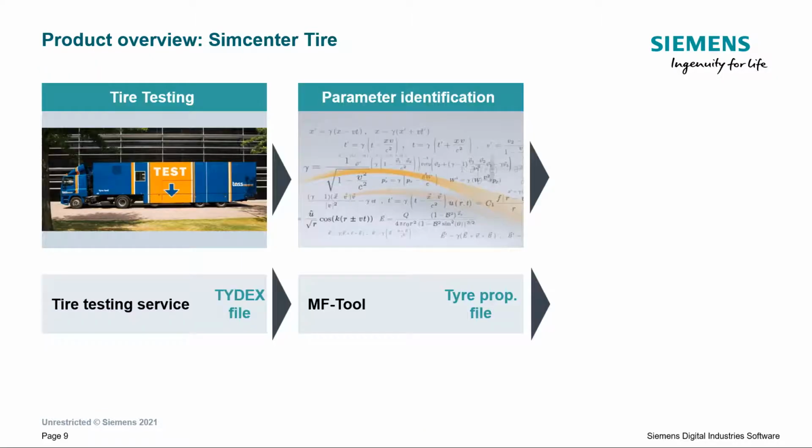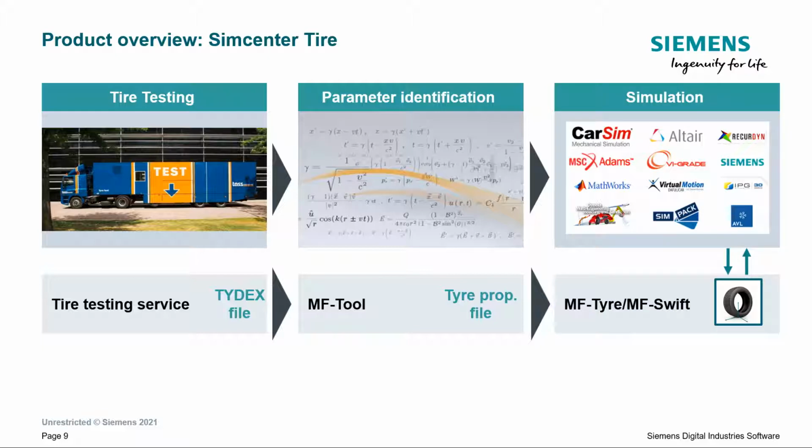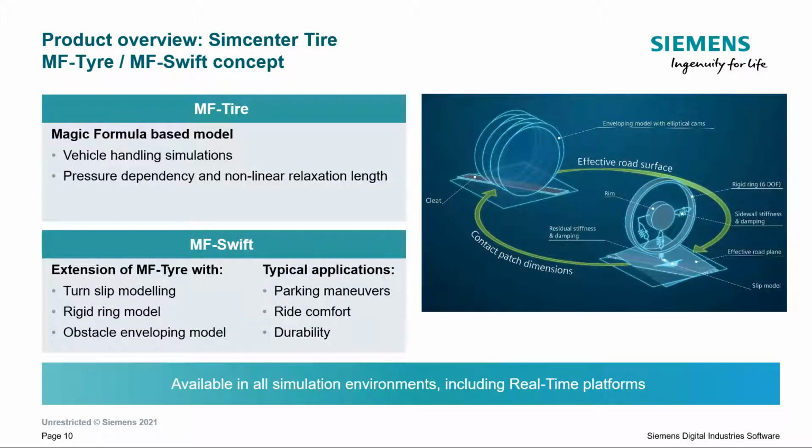The output of MFTool is a tire property file that can be read by MFTire and MFSwift to model the tire, which can be coupled to a large variety of vehicle dynamic simulation packages. MFTire is a magic formula-based tire model that can be used for vehicle handling simulations and can account for pressure dependency and nonlinear relaxation length. MFSwift is also available, but teams primarily would be focused on MFTire as it's used for handling.